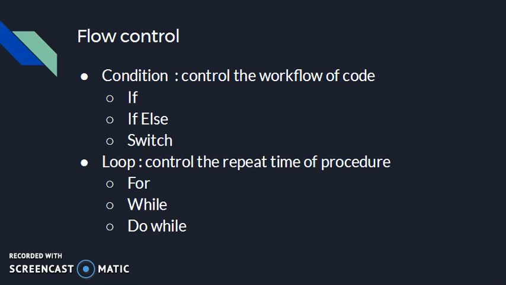Next type is flow control, which is a critical part in programming. It has 2 subtypes, which are condition and loop. Condition controls the workflow of code, which are if condition, if-else condition, and switch condition. Loop controls repeat times of procedure, which are for loop, while loop, and do-while loop. Please finish flow control lesson, and we will meet in next couple of minutes.